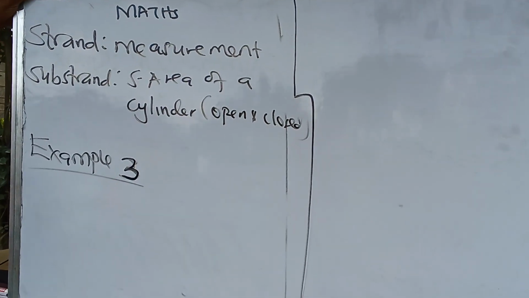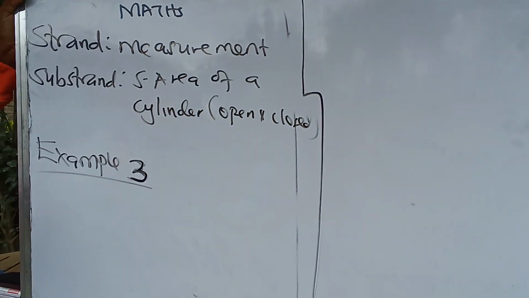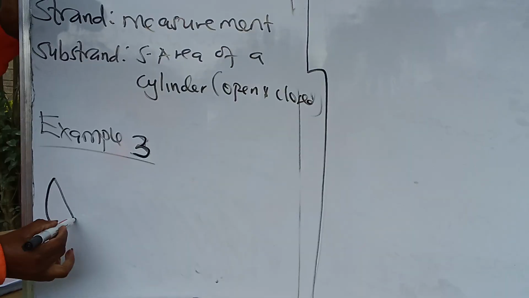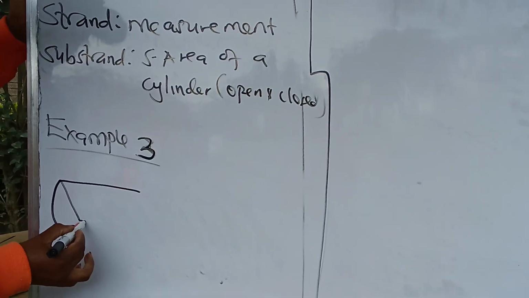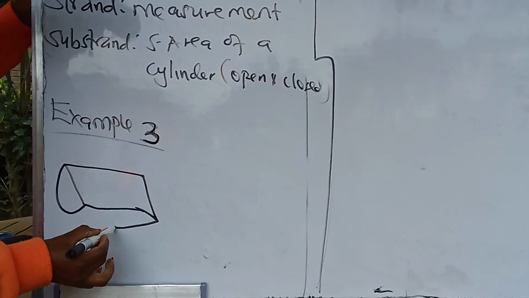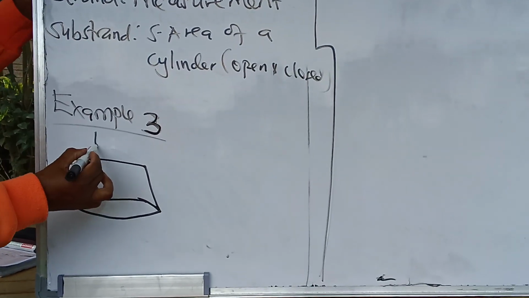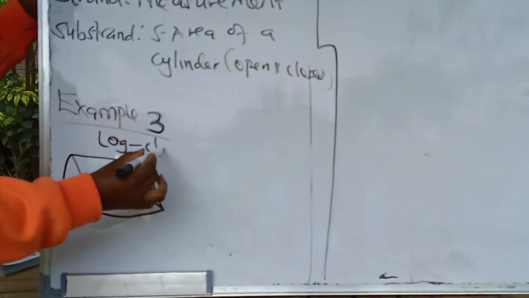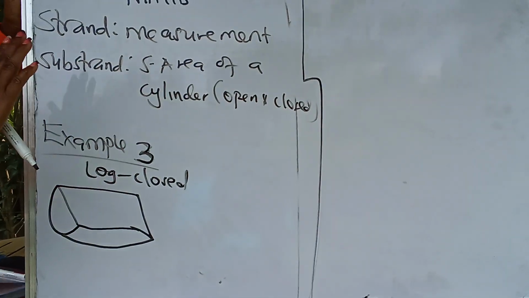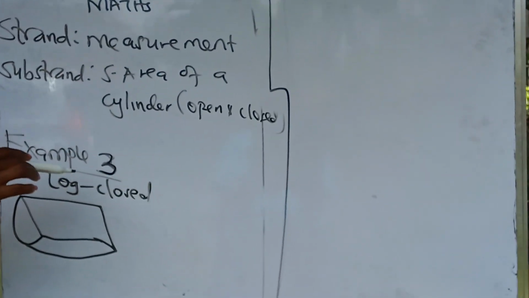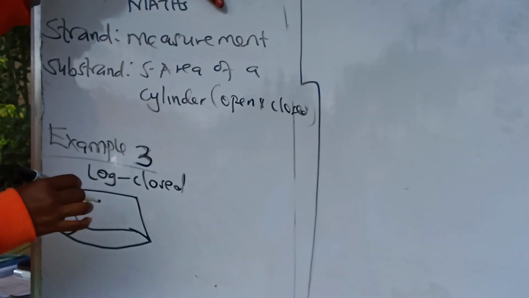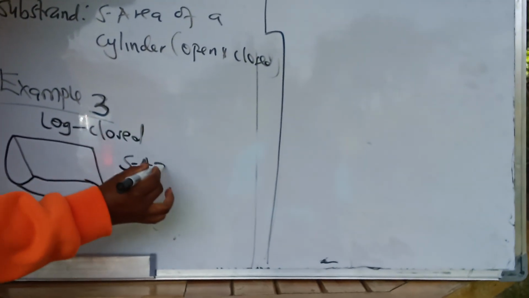I'm going to give you an example. Let's say now we have a log. A log should look like this. This one now is a log. A log is always closed. Now it has been cut into 2 halves. So you are going to use the formula of a closed cylinder, but you insert a half.